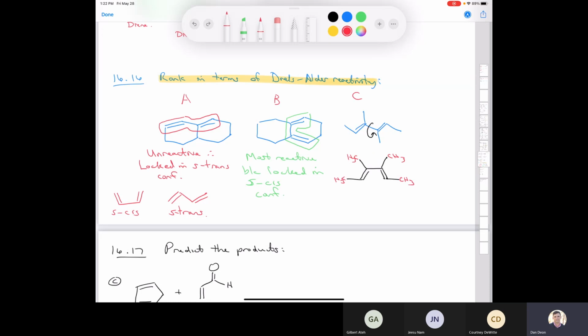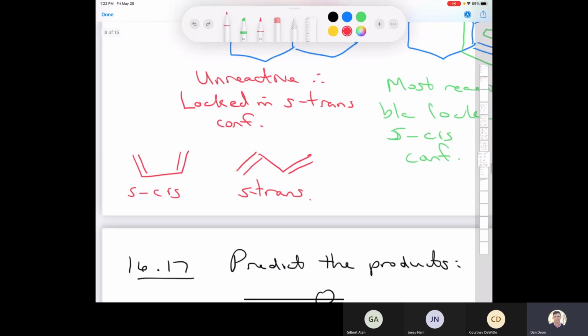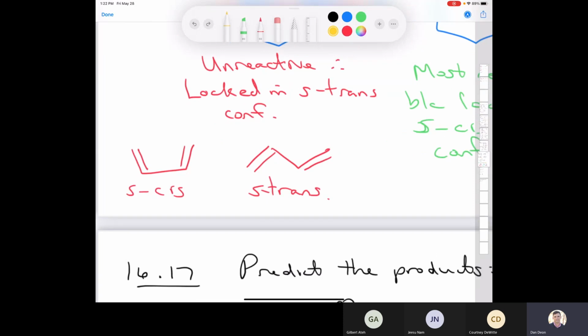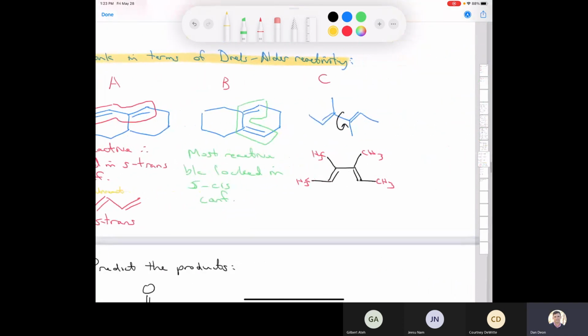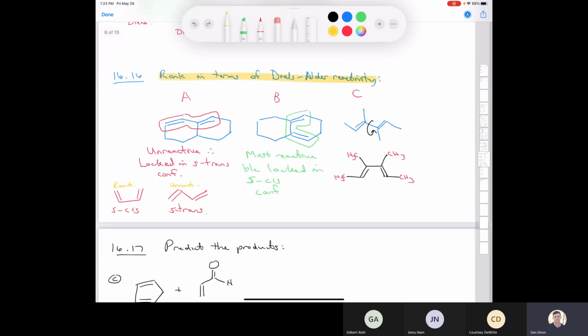All right. So that's how you would differentiate between those three dienes. So remember, when you have your diene locked in the S-cis conformation, it's going to be the most reactive. If you have it locked in an S-trans, it's going to be unreactive. And if you have it in an S-trans conformation, but you can rotate it to put it in an S-cis conformation, in that case, it's going to be intermediate.